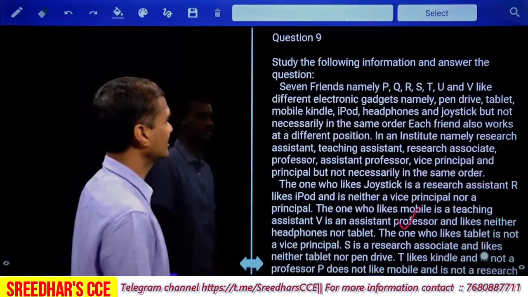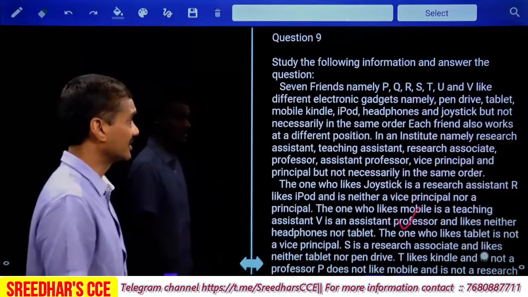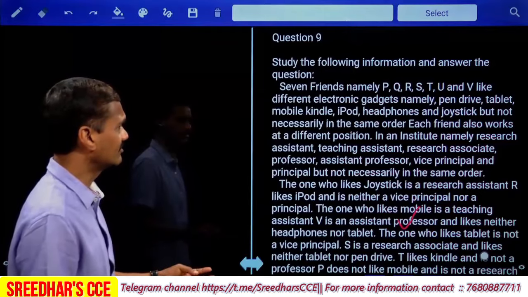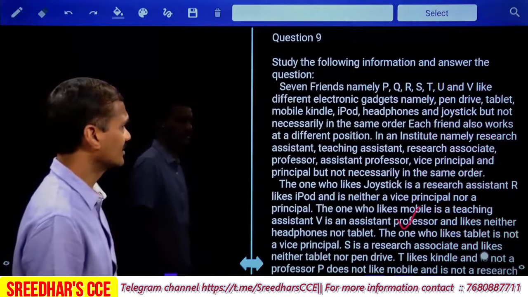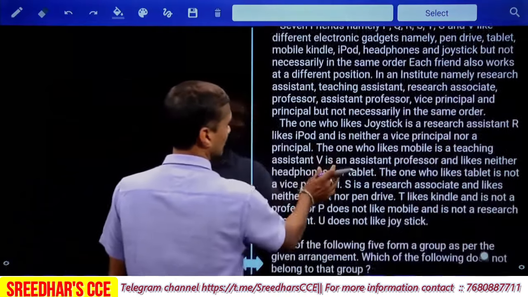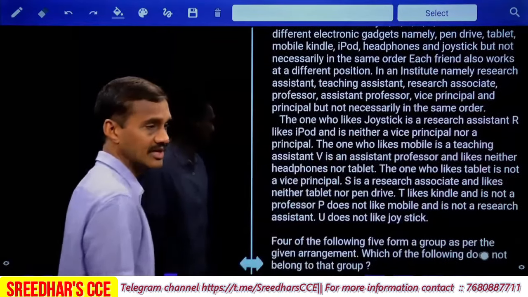S, T, U, and V liked 8 different electronic gadgets. Again, gadgets like pen drive, tablet, and so on, 7 were given. In the same way, each friend also works at a different position. Positions were also clearly given. Hence, how many parameters do we have?